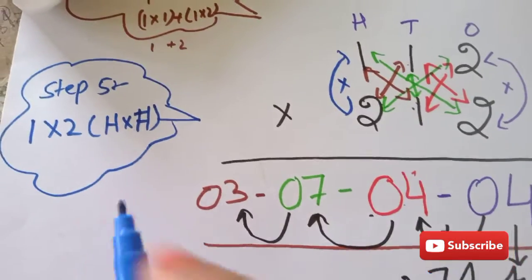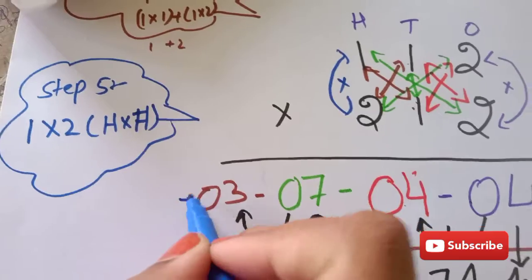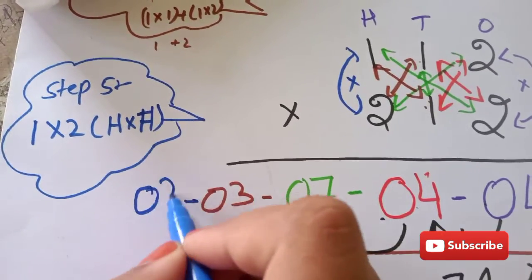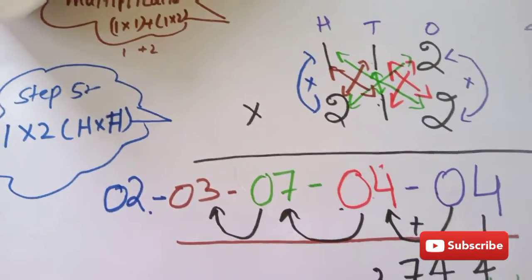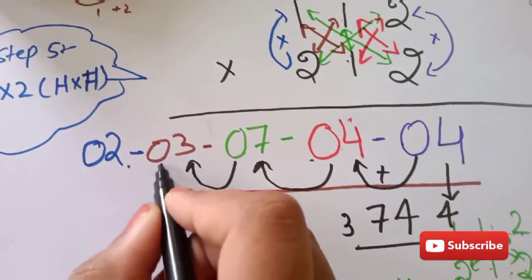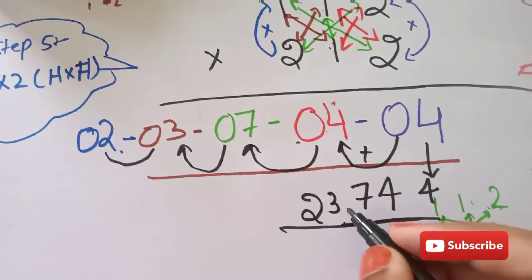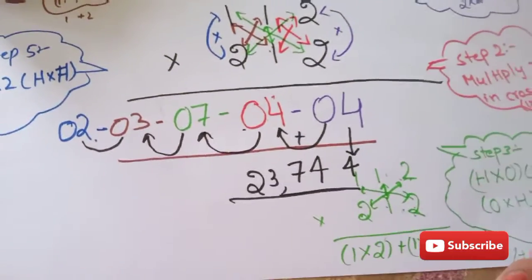Yeah, it's step 5. 1 into 2, hundreds place into hundreds place. As we did in step 1, ones place into ones place, we have to do hundreds place into hundreds place. 1 into 2, that is 2. 0 plus 2, 2. So the answer is 23,744.